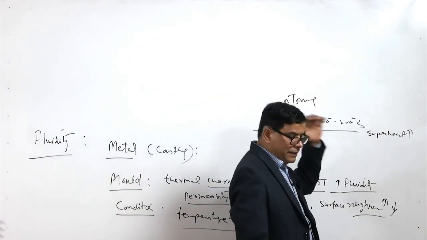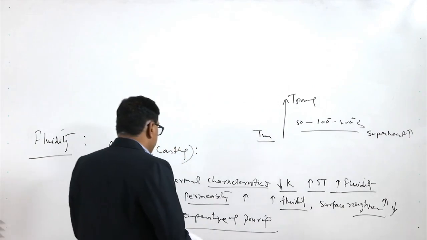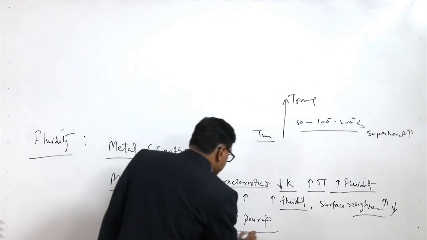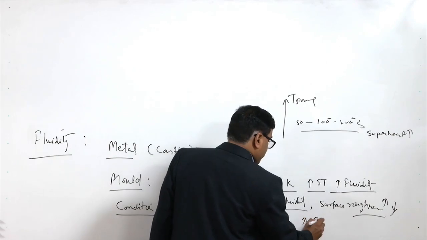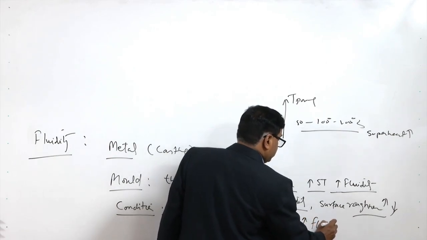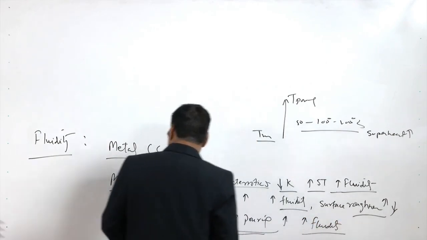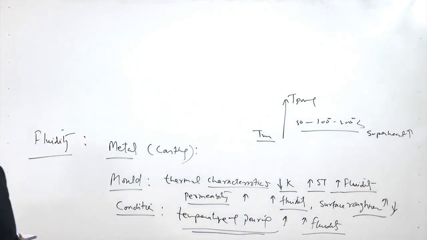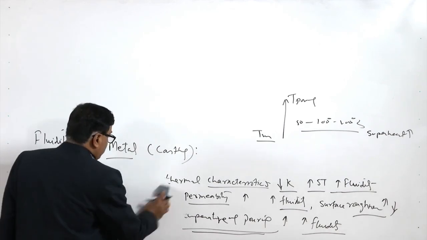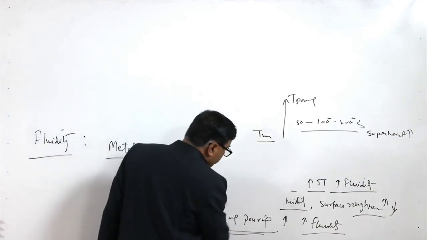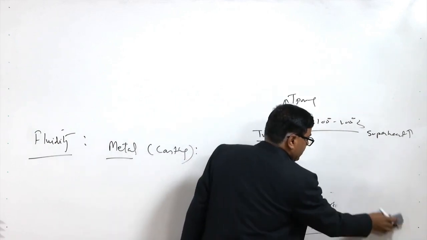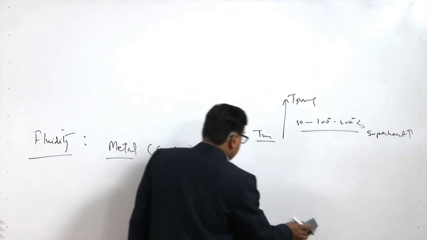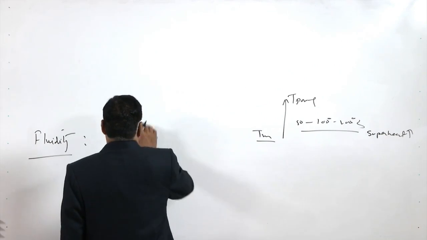So, greater will be the fluidity. So, the temperature of the pouring is important; higher the temperature, greater will be the fluidity of the molten metal. So, this is how we can say. Apart from this, some empirical relations have also been developed in order to estimate the fluidity of the molten metal of some of the categories.